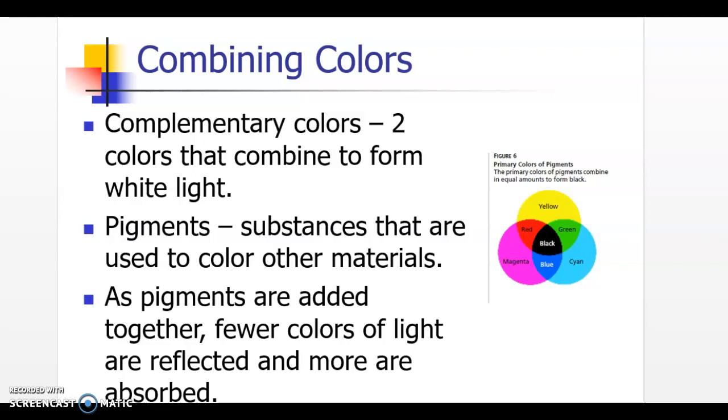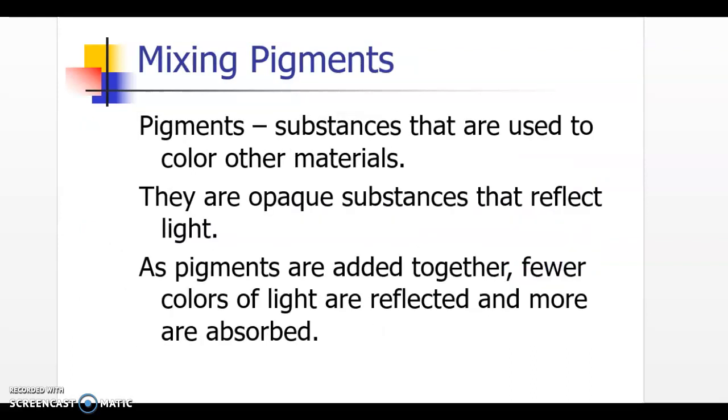So pigments are substances that are used to color other materials. So as we add more pigments, fewer colors of light are reflected and more absorbed, which allows us to see darker colors. But if we get them all together, we end up seeing black, which is basically the absence of color because all the colors are going to be absorbed. So as more pigments are added, sorry about that.